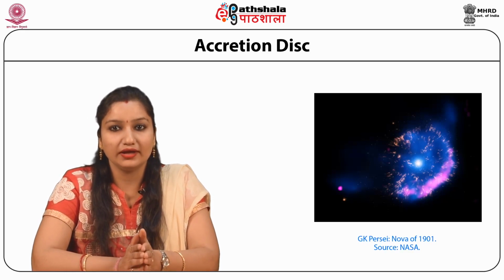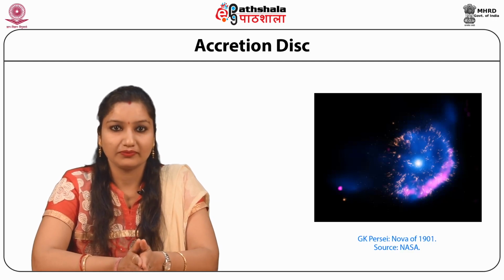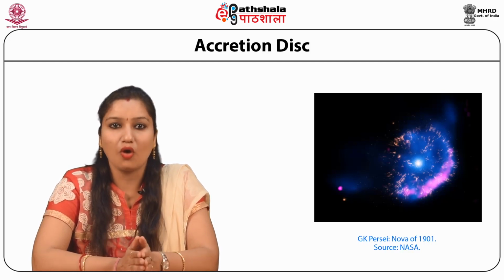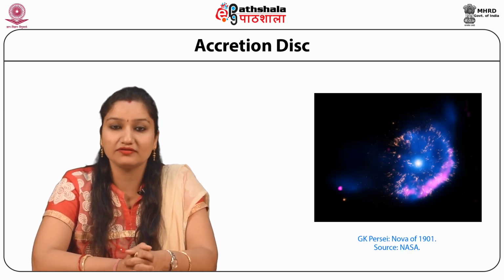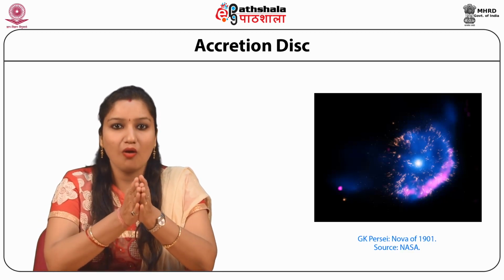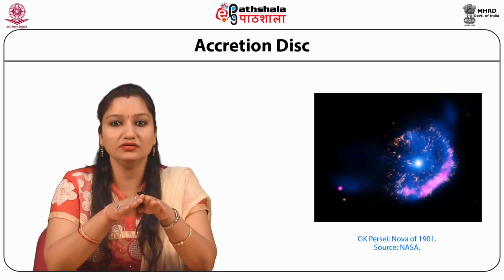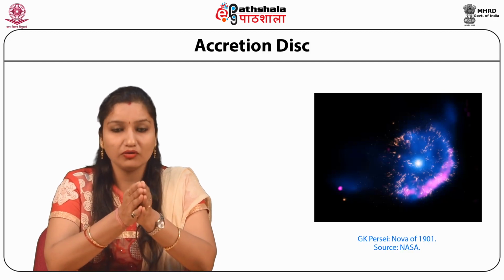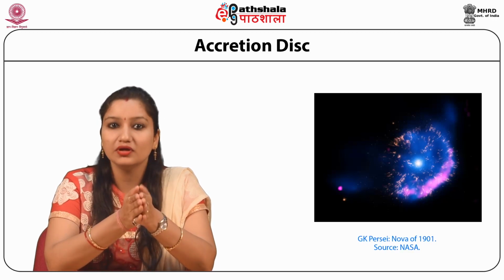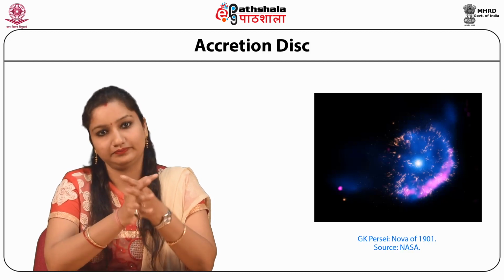You can see the image of the nova of 1901. It forms an accretion disk around the compact object which rotates along with the compact object. Moreover, a hot spot is formed where the infalling matter meets the disk. The hot spot also radiates intermittently. The binary system is said to have become a cataclysmic variable.